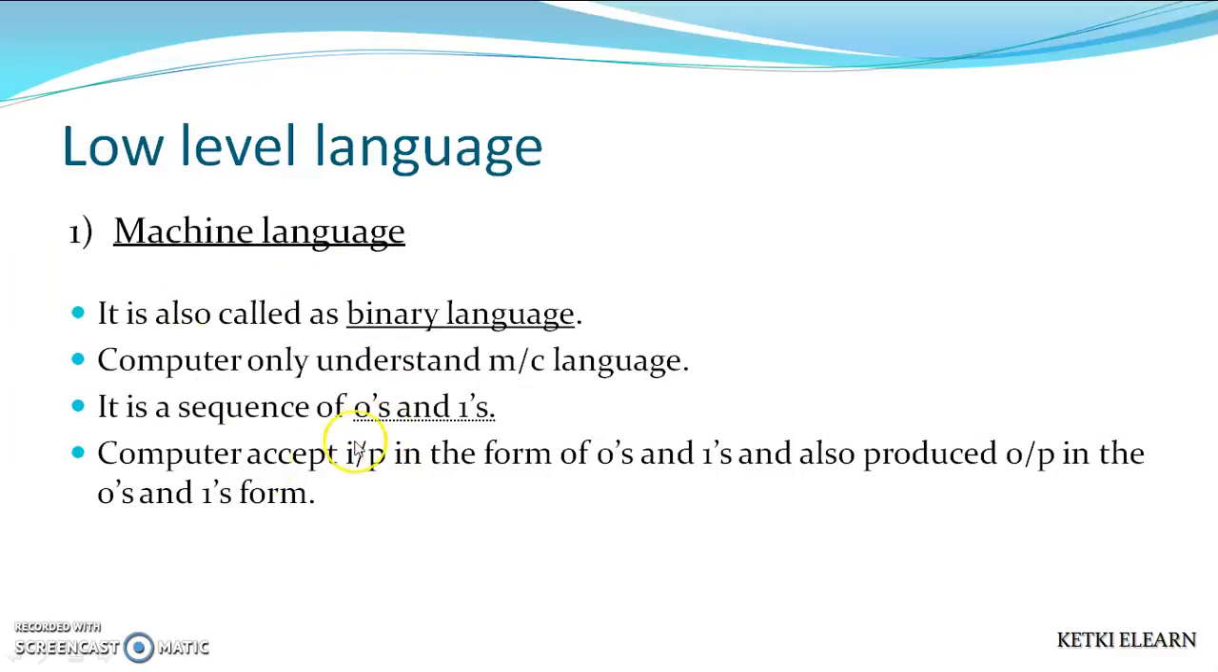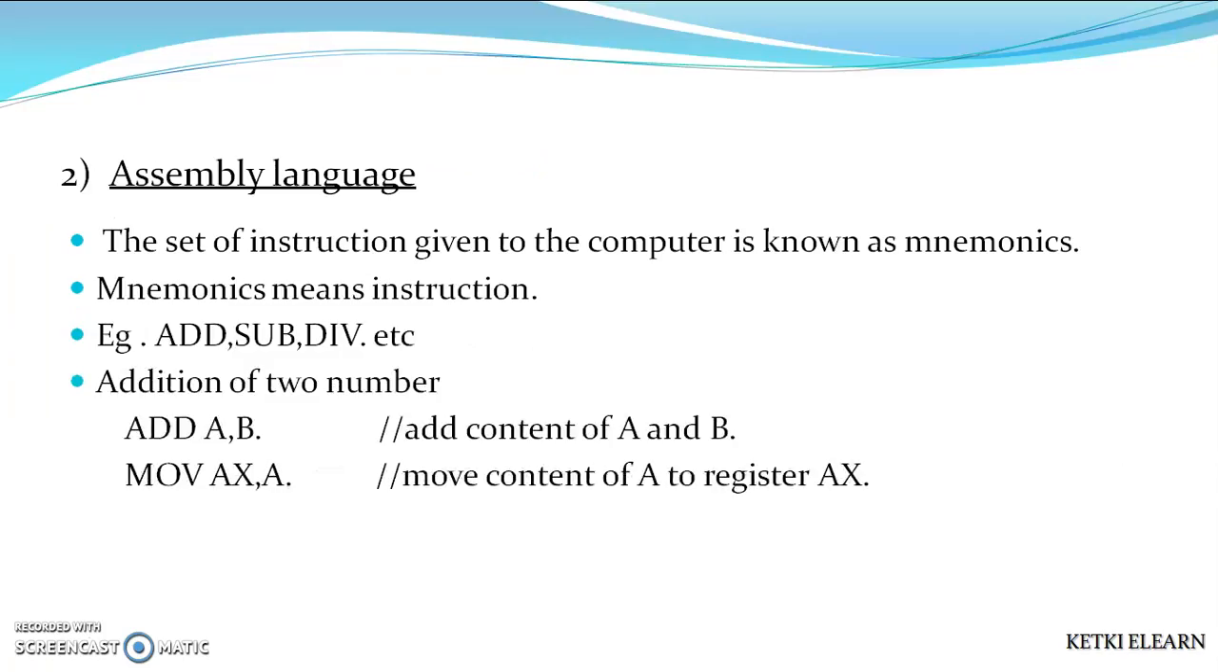So what is the normal function of a computer? Computer accepts input in the form of zeros and ones because it understands only machine language. Hence it accepts the input in the form of zeros and 1 and also produces output again in the form of zeros and 1. Okay, so this is machine language, which is also called binary language. It contains a sequence of zeros and ones. It is only understood by the computer and it accepts 0 1 input and also produces 0 1 output.